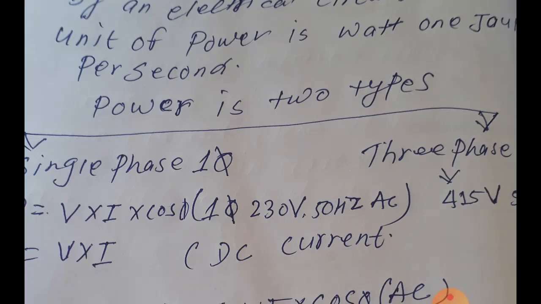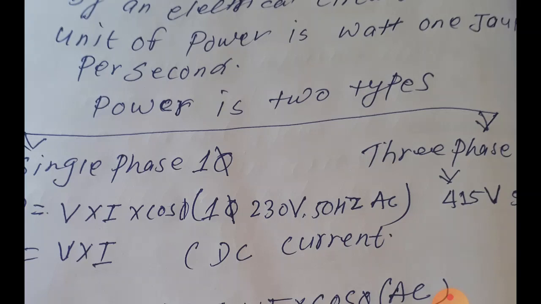Single phase we can use for domestic purposes. Single phase has how many volts? I already told you, single phase has 230 to 240 volts. Three phase we can use in industries and big buildings, and for big motors in industrial areas.